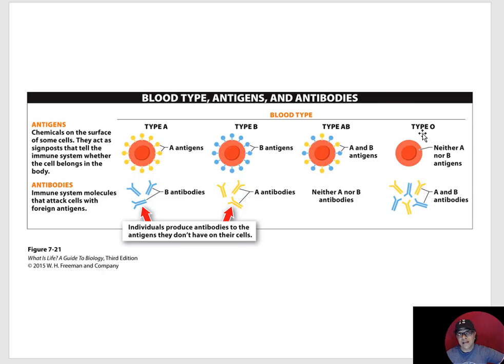Now, if you are type O, you don't have any antigens on your red blood cell surface. You don't have A antigens, you don't have B antigens. However, you have antibodies against A and B. So if you're given type A blood, you're going to have a huge reaction. If you're given type B blood, you're going to have a huge reaction, right? You can only accept type O blood. But you are the universal donor because you don't have any antigens, and so you can donate to type A, you can donate to type B, you can donate to type AB. So O is the universal donor, okay?